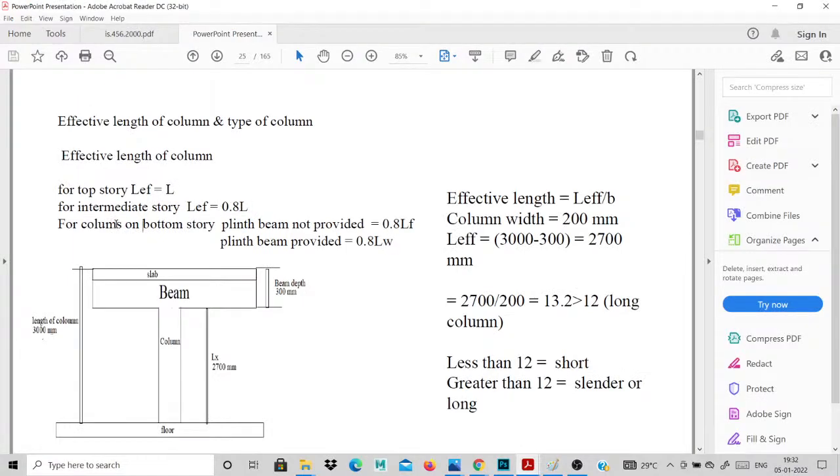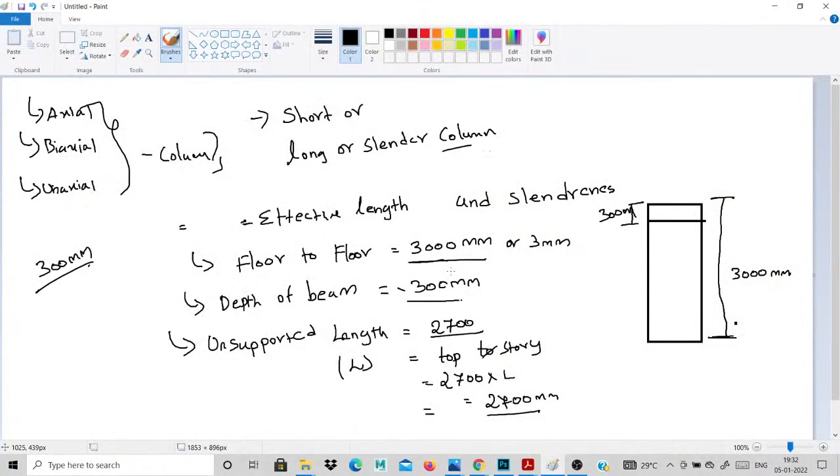Then for the column with bottom story plinth area, other formulas are there. Next step is how to find whether your column is a short column or long column. Then there is a simple procedure, a formula.